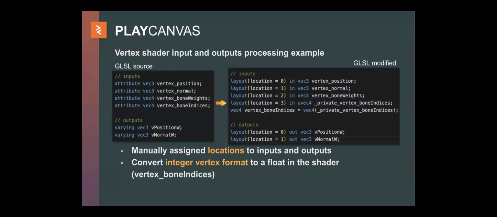So I have an example here. On the left side is source code. There's the input where we have some inputs and outputs from the vertex shader. So for these, we have to manually assign the locations, as you can see them, 0, 1, 2, 3. And same for the inputs and outputs. But additionally, we do some format conversion. If a vertex gives us integer formats of some attributes, but in the shader we need them as a float, we would convert them right there under the same declaration. So there's input outputs.